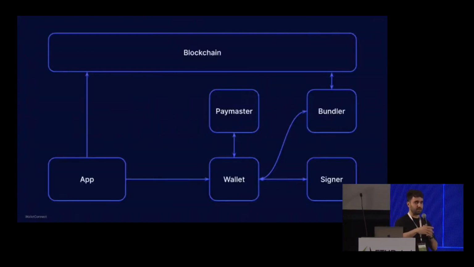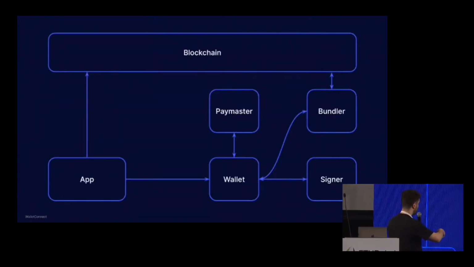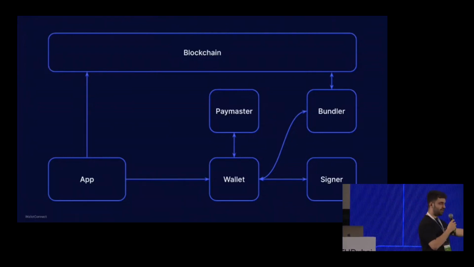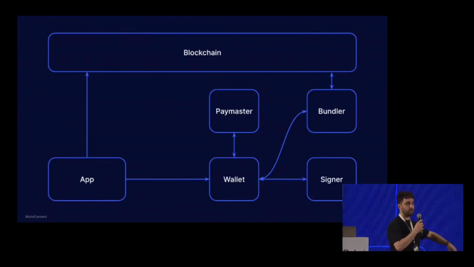Basically, if you think about the triangle that I had before, now maybe this triangle is a little bit more complicated, because now it's not just an app and a wallet and a blockchain. Now you have the concept with 4337 of a paymaster. So the paymaster will be the one paying for those transactions. So the wallet needs to be connected to that. We have the signer. The signer may be in the wallet, may be external to the wallet, maybe even in the app, perhaps in the future.